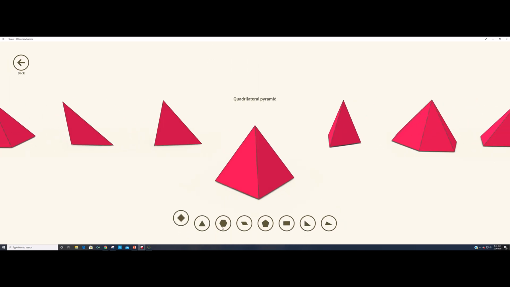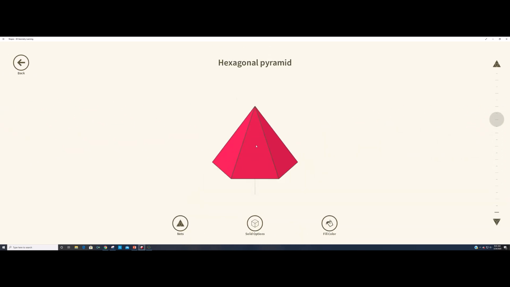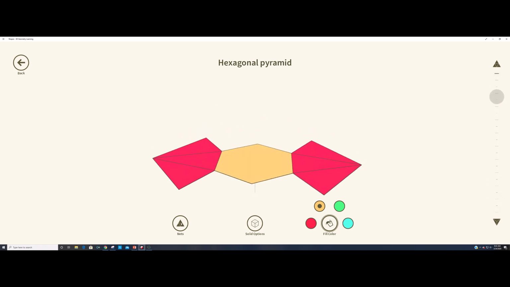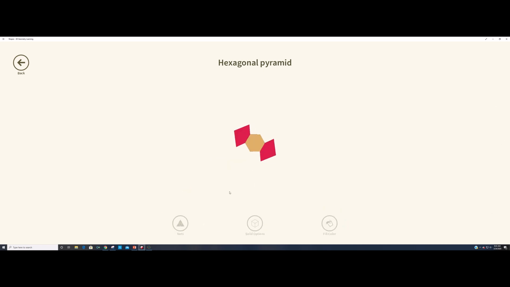And just like with the prisms, I can take any one of these. This is a hexagonal pyramid. If I flip it upside down so you can see it, you can see that the base is a hexagon, and all the other sides are triangles. And I can unfold this, and you can see the triangles. Again, there are lots of different versions of this.